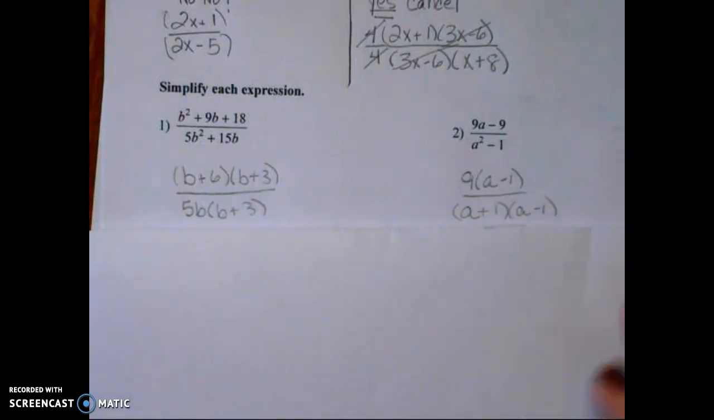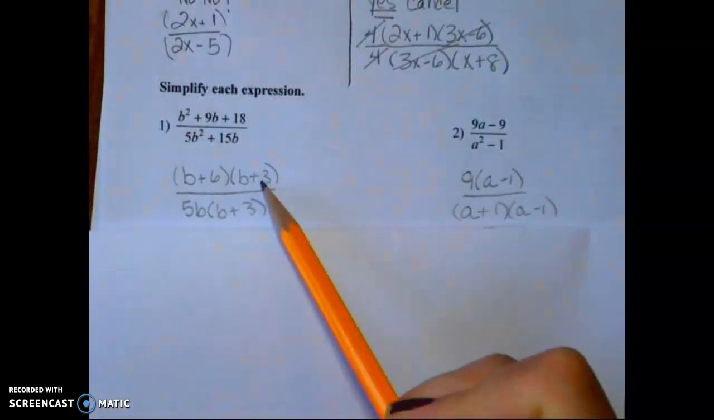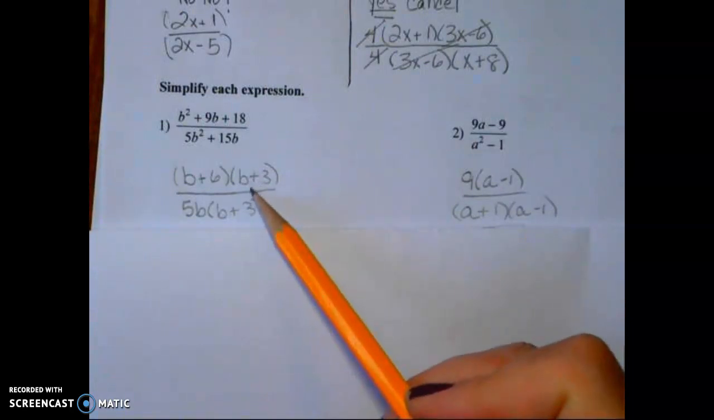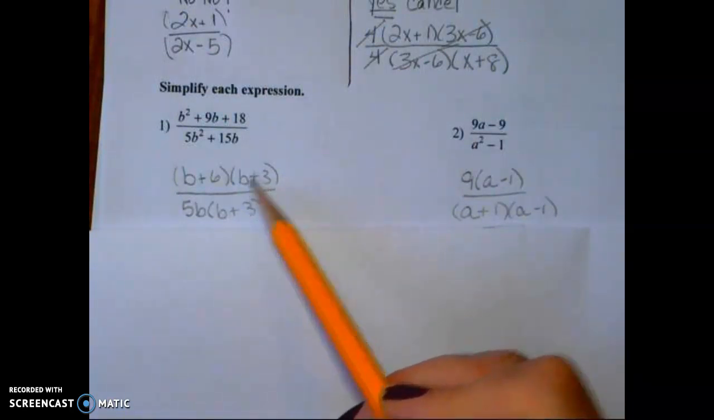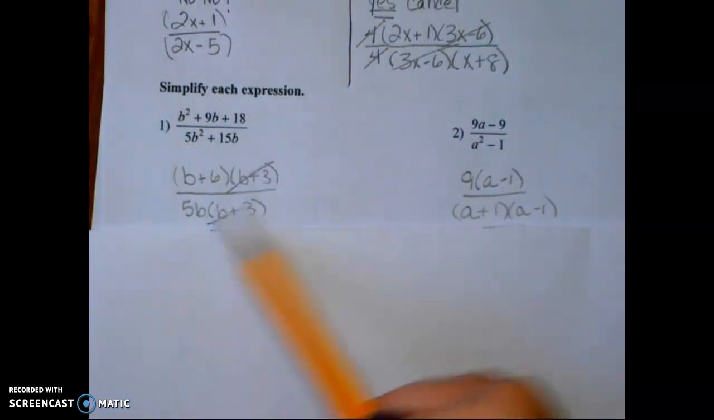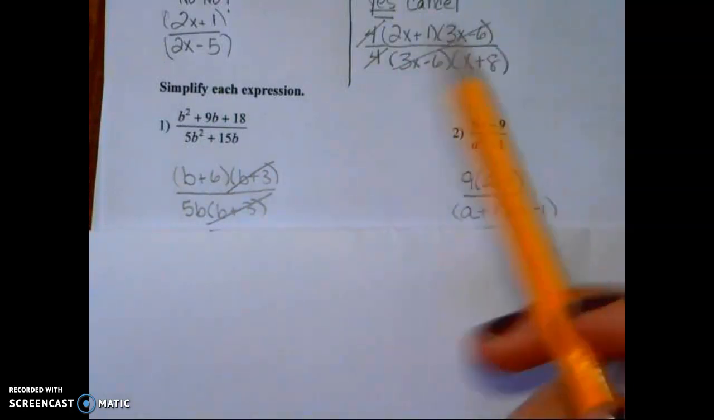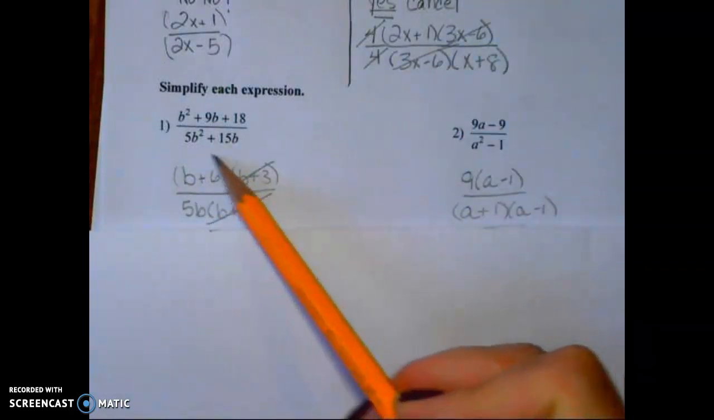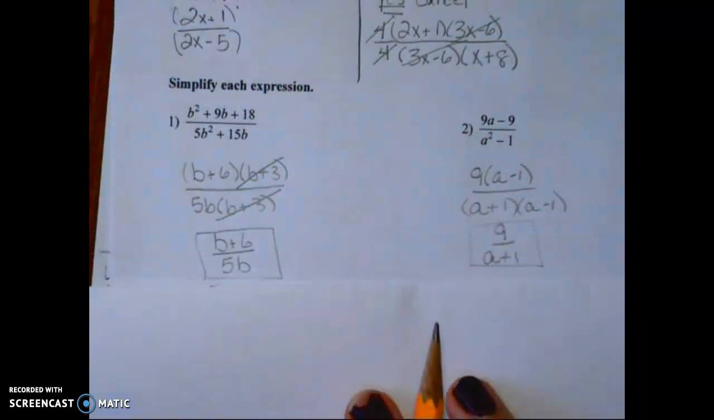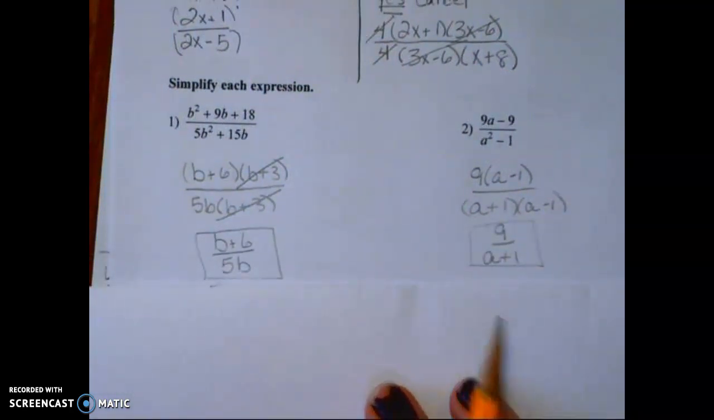Now I'm going to look for my factors that are the same. B plus 3 is the same. You can go ahead and cancel that. I can't do anything with this binomial, so my final answer here is b plus 6 over 5b.